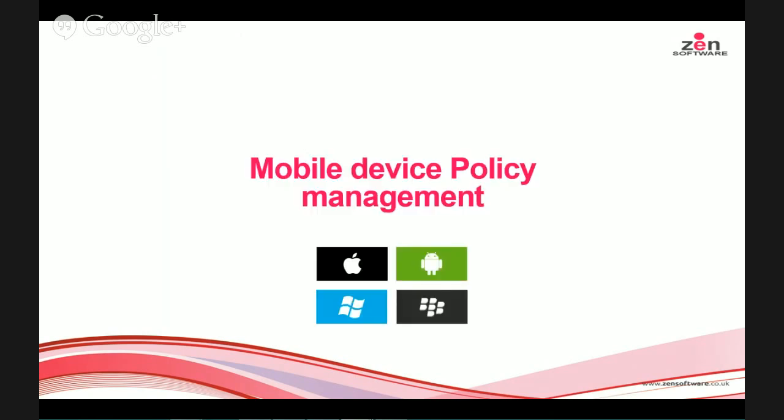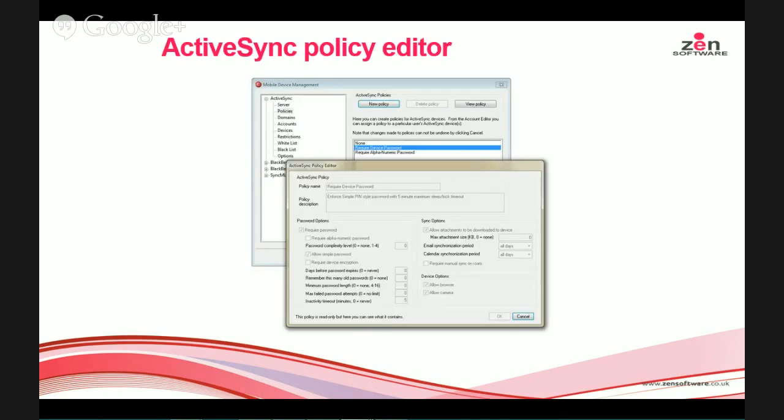If we have a look at the actual mobile device policy management, what sort of things can we control there? Well, typical things are password strength. That's the key feature for any policy: how strong is a password, how many letters does it have to have, how often does it have to be changed. This is a level that you can create within an ActiveSync policy.